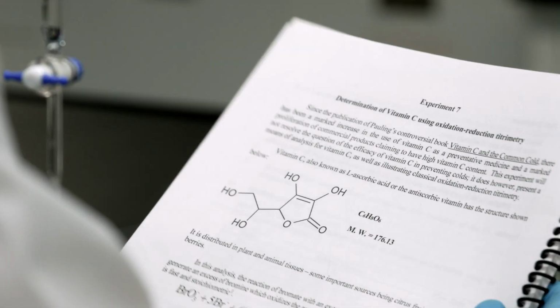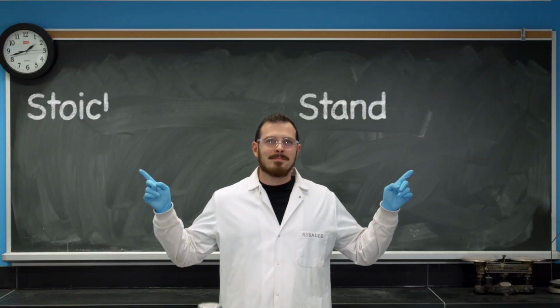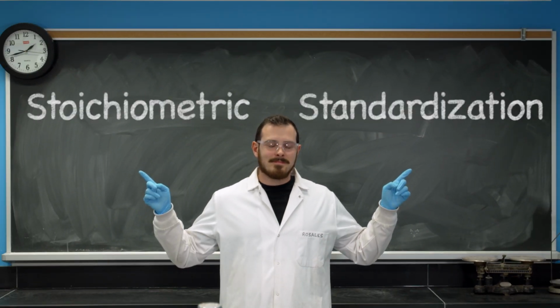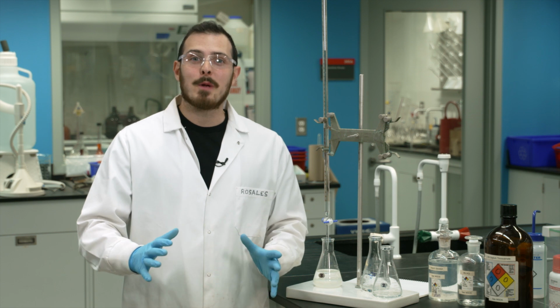Finally, although we've already mentioned to read your lab manual a million times, really make sure to understand key definitions in this section. Terms like stoichiometric and standardization will provide a lot of insight as to what you're doing for this experiment. That about covers experiment 7.